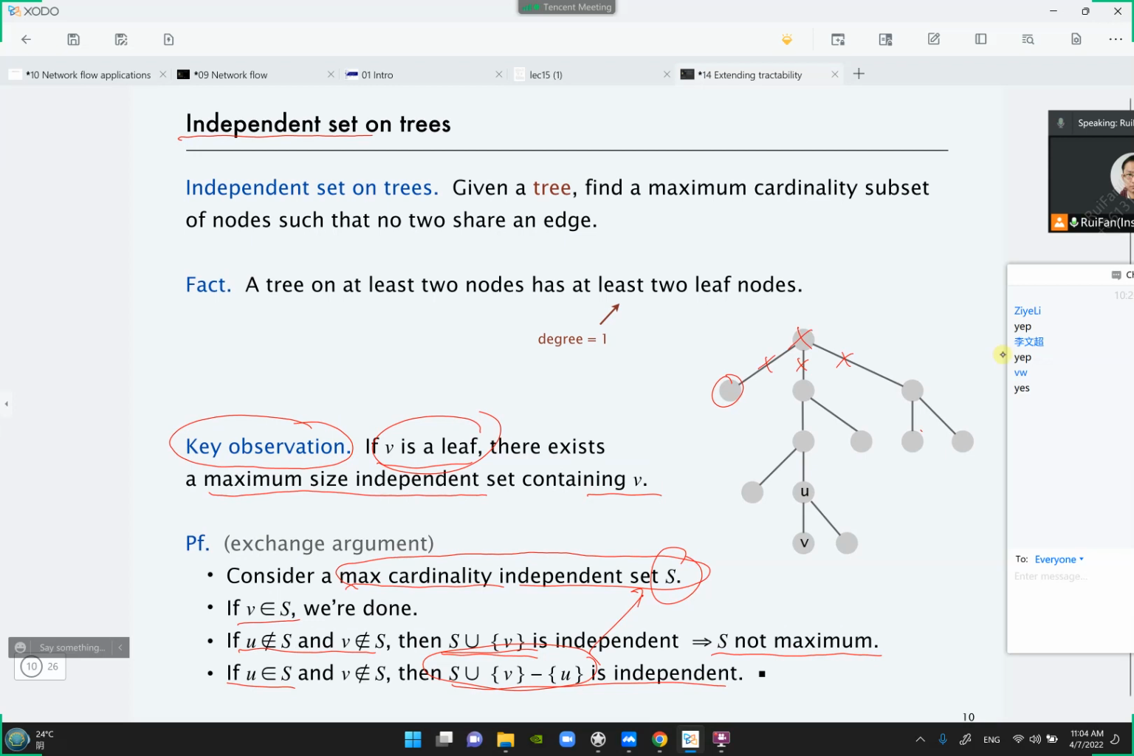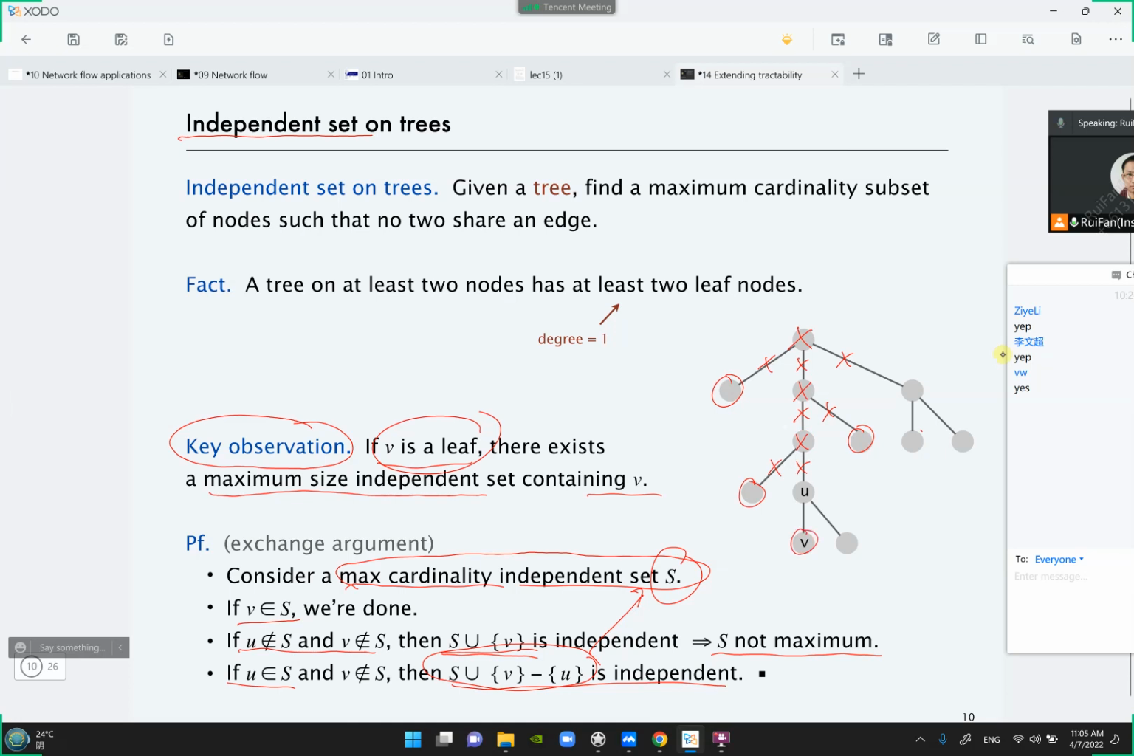So let's say this guy over here, and then you're going to take out its neighbor and all its adjacent edges. Then next we're going to find another leaf over here. Oops, this is wrong. We're going to take out its neighbor, this guy, and then all its adjacent edges.